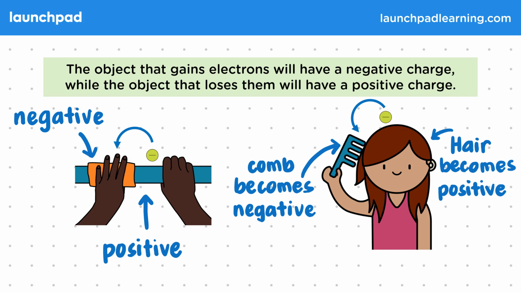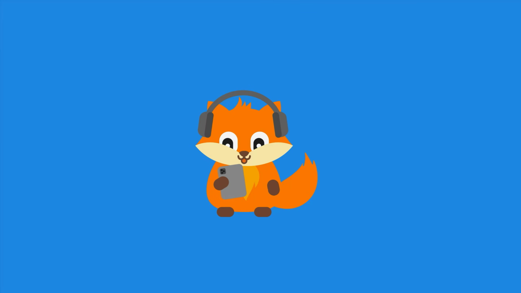So you should know that there is a transfer of electrons in these examples, but for your exam, you won't need to know which way the electrons are transferred without further information. So for example, you don't need to know that the electrons are transferred to the cloth unless you're told that the cloth becomes negative.